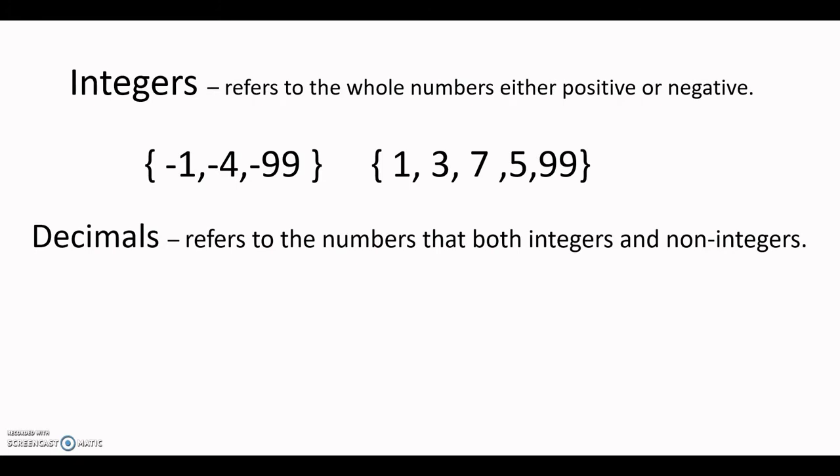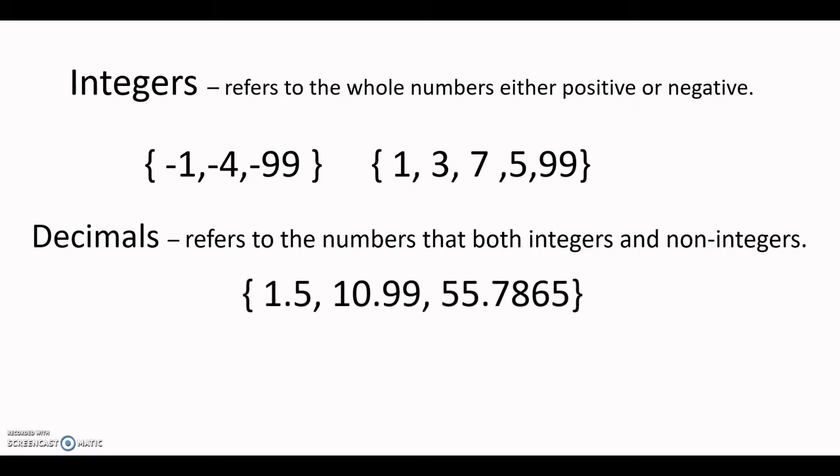Decimals refer to the numbers that have both an integer and non-integer part. These parts are differentiated by a decimal point. For example, we have 1.5, 10.99, or 55.7865. The part after the decimal point is known as the fractional part, and the part before the decimal point is known as the whole number part.